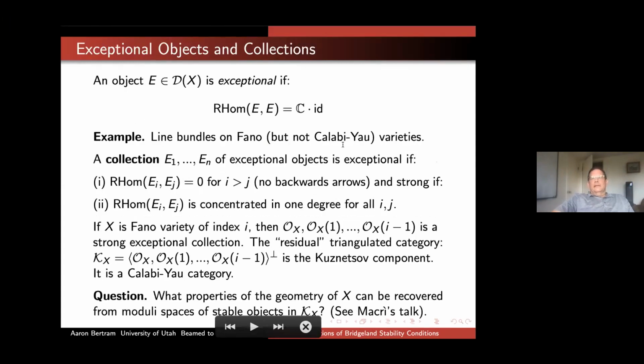Okay. So to get to some other applications, I need to pass through exceptional objects, which are related to the various talks on quivers, including the last one. So an object of the derived category is exceptional if all Homs, including higher degree Homs, are just the complex numbers times the identity. So line bundles are exceptional on Fano varieties, but they're not, for example, exceptional on Calabi-Yau varieties because Serre duality screws up. If Hom from E to E is C times the identity, then Ext to the dimension of X of E, E will also be C, by Serre duality.